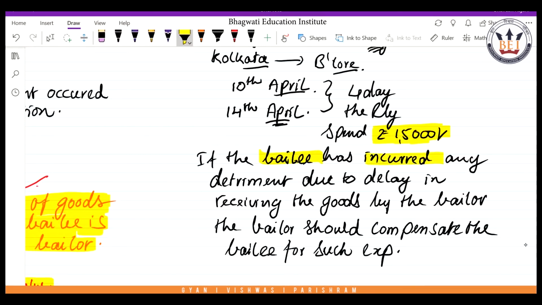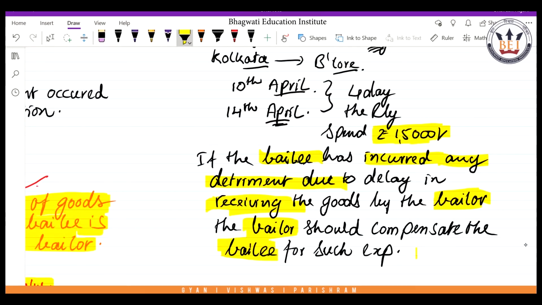If the bailee has incurred any detriment or loss due to the delay in receiving the goods, by whom? By the bailor, then the bailor should compensate the bailee for such expenses. Very, very clear. Section 160 talks about, yes, on one part it's the duty of the bailee to deliver the goods on time or on completion of purpose, but it is also the duty of the bailor to receive such goods. If he has not taken the delivery on time, and if there is some delay due to which the bailee has to bear certain expenses, the bailor is liable, right? So over here the provision is very, very clear, right?